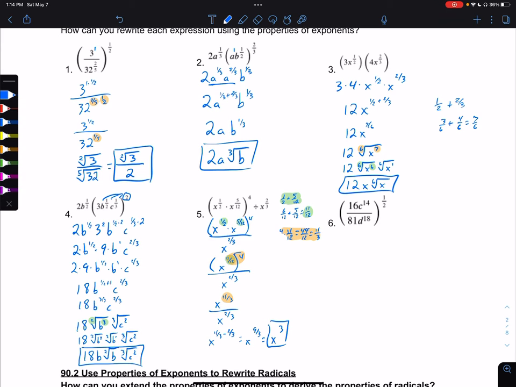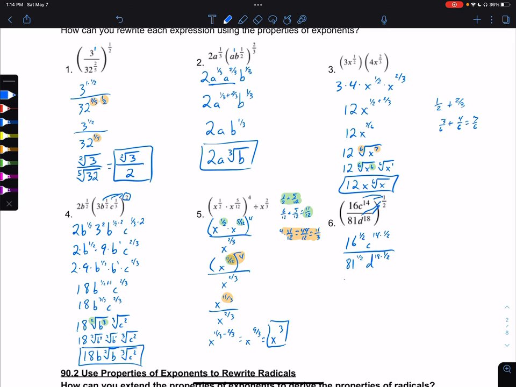Number 6, I would look inside the parentheses to see if I can reduce anything. 16 over 81 does not reduce, and there's nothing I can do with the c and the d values. So this 1/2 needs to be distributed. This one's actually easier than it looks to start, but we'll write it all out. So 81 to the 1/2, d to the 18 times 1/2 power.